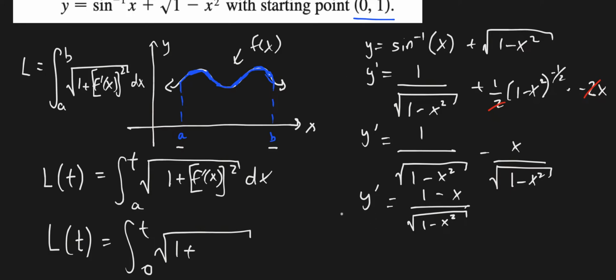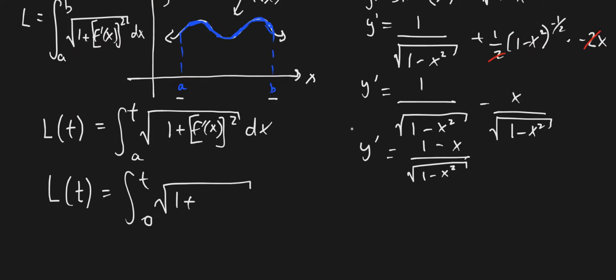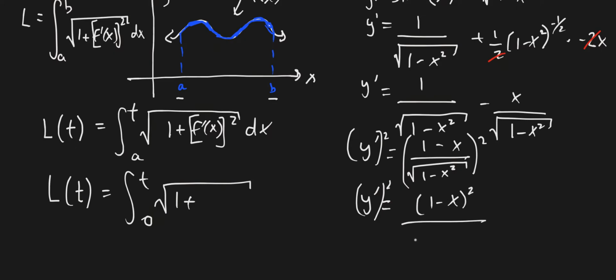This is f prime of x, which is y prime squared. So what's 1 minus x? Let's write this here. What is y prime squared? If we square both sides, what is that equal to? Well, y prime squared is just going to be equal to, squaring the top and the bottom, so squaring the top is 1 minus x quantity squared over the root 1 minus x squared is just 1 minus x squared.